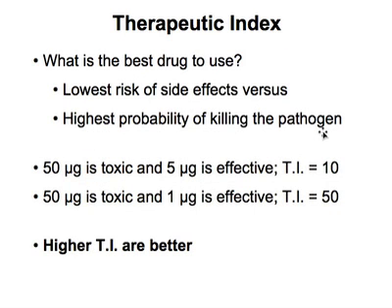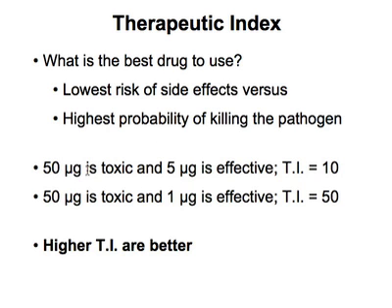And with all this information, you develop the therapeutic index. The therapeutic index is a way of determining the best drug to use, so it's most effective at targeting the organism, but also it's not very toxic to your cells, or has very low cytotoxicity. So it's the lowest risk of side effects versus the highest probability of killing the pathogen. And it's essentially a ratio between the toxicity to yourself and the effectiveness against the organism.